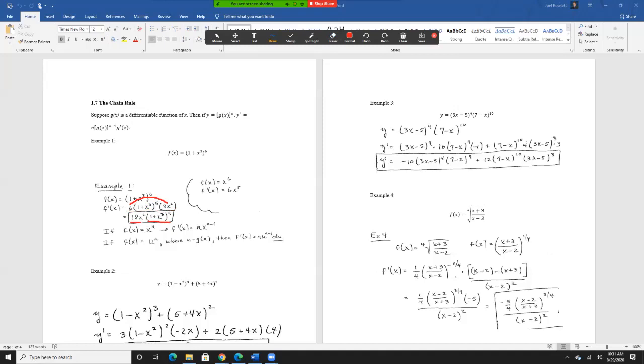So just to recap that, if y is equal to x to the power of n, then the derivative is n times x to the n minus 1. That's just the old power rule. But if you happen to have a function, g of x or u in this case, then the derivative is going to be the chain rule, which is n times u to the power of n minus 1 times the derivative of u.